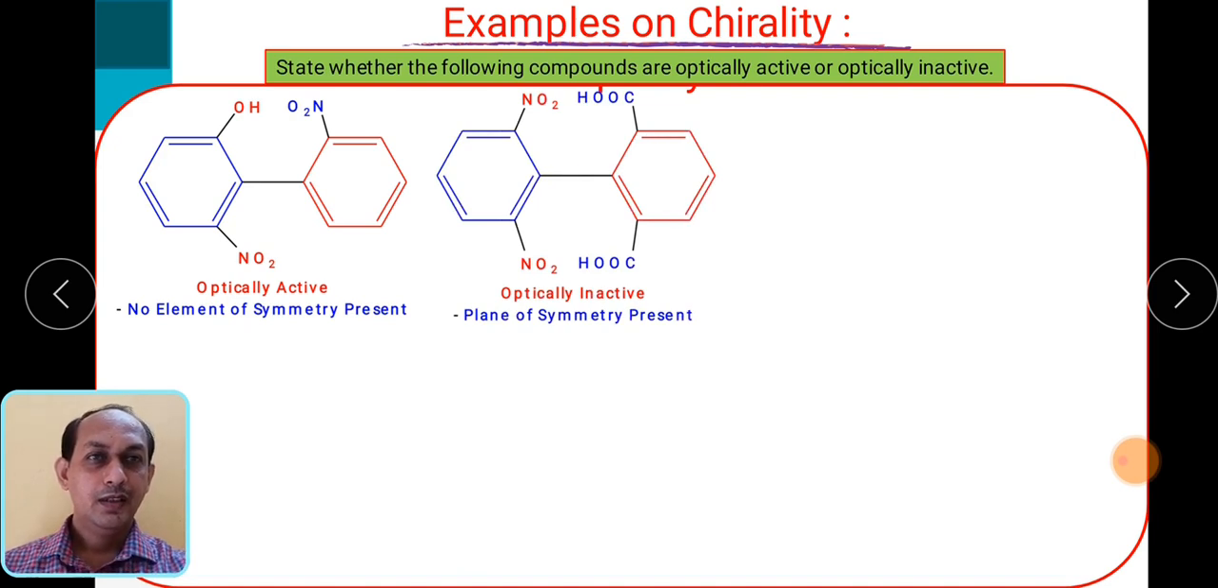See the example. COOH, COOH, symmetrical. NO2, NO2, symmetrical. So I will have a plane of symmetry passing. So what will happen? The upper part and lower part will become mirror images. So the molecule will have the plane of symmetry present, so the molecule will become optically inactive. Remember, this is to be seen very carefully. Both the ortho substituents are same. Both the ortho substituents are same. What is our criteria? Both must be different.